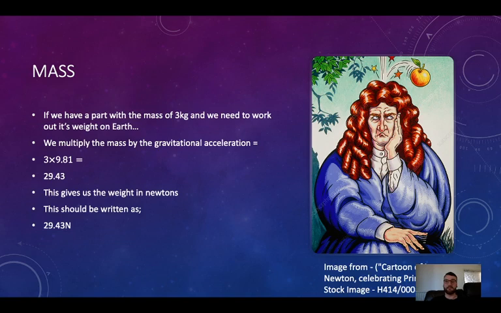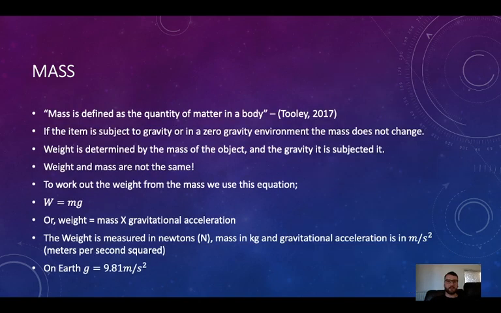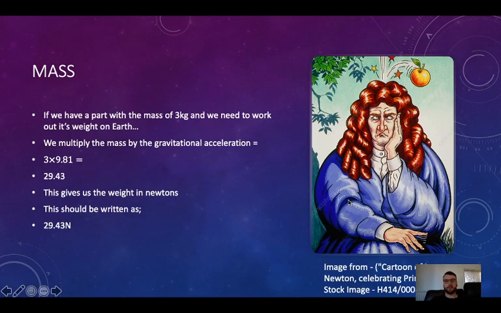So that's it. That's all you need to do to work out the weight of an item from the mass. And again, if you were doing it the other way around, if you had the weight and you need to work out the mass, you just reverse the equation. So instead of weight equals mass times gravity, it would be mass equals weight divided by gravity. And that would give you the mass rather than the weight.